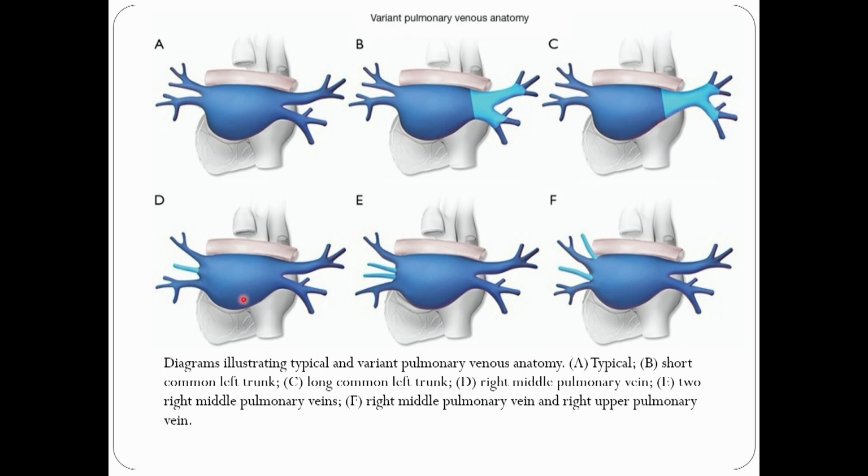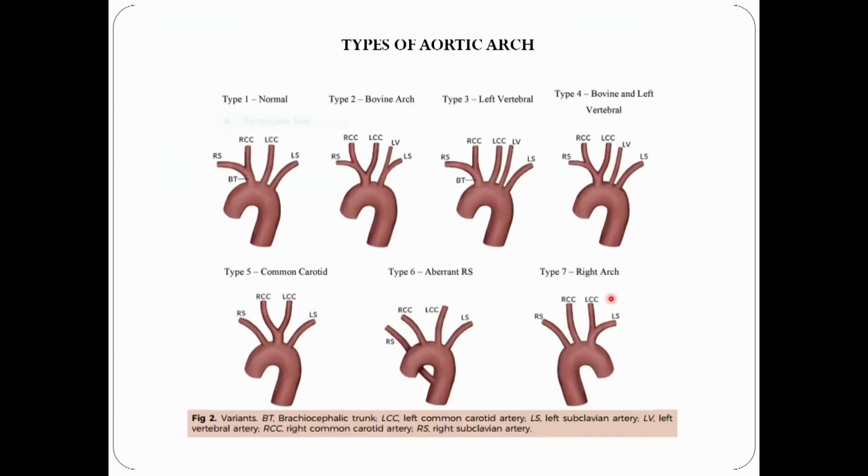In type D, we see there is an accessory right middle pulmonary vein. In type E, there are 2 accessory middle pulmonary veins, and in type F, there are accessory superior and accessory middle pulmonary veins.